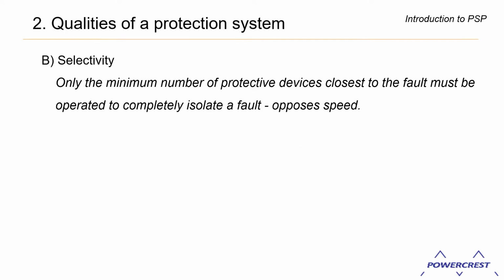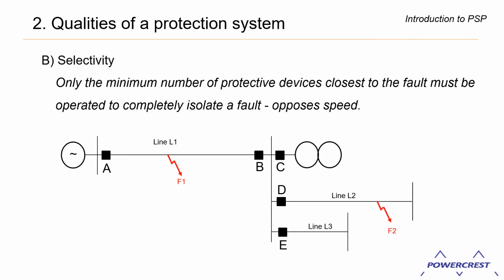The second S stands for selectivity. Only the minimum number of protection devices closest to the fault need be operated to completely isolate the fault. And this sort of opposes speed. Right, we can see in this diagram over here, we have a fault on line 1. We only want breaker A and breaker B to operate. Why? They're the closest to the fault, and these are the minimum number of breakers required to operate to isolate the fault.